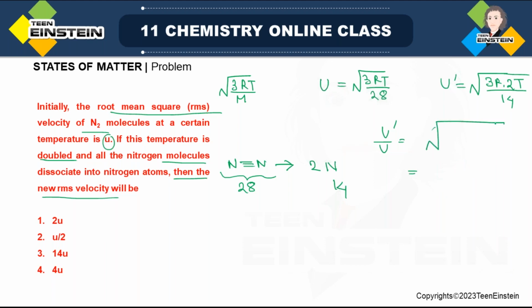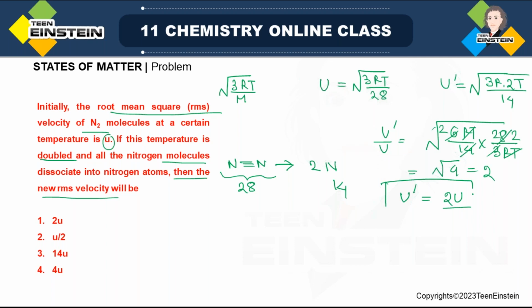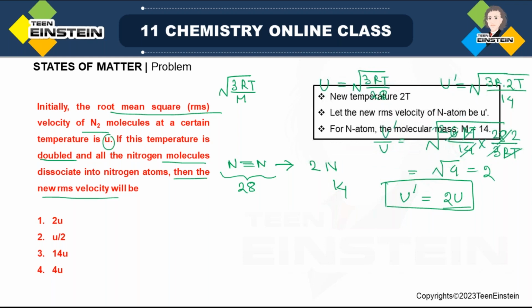So u prime, you have to write first. It is 6RT divided by 14, multiplied by 28 by 3RT. RT cancelled. This is 2, 3, 6, 2. So ultimately you are getting root 4, which is 2. That means the new RMS velocity is double the value of the initial. So the new value is 2u. So option 1 should be the correct option.